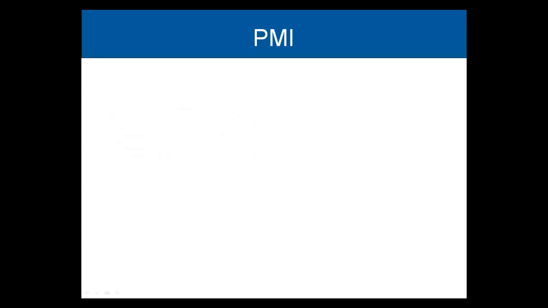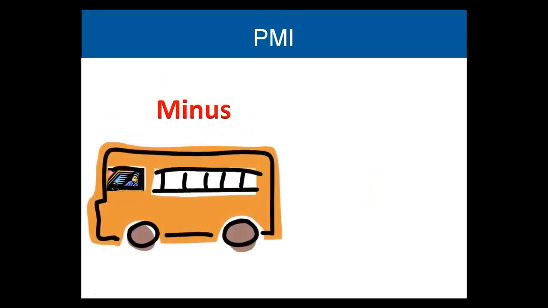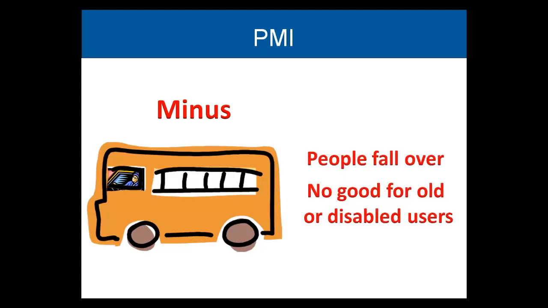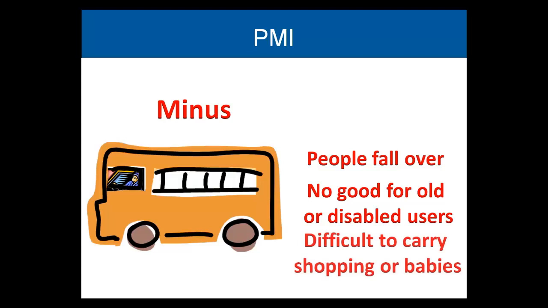Then we lay out the minus points. Passengers would fall over if the bus stopped suddenly. Old people and disabled people would not be able to use buses. It would be difficult to carry shopping bags or babies.